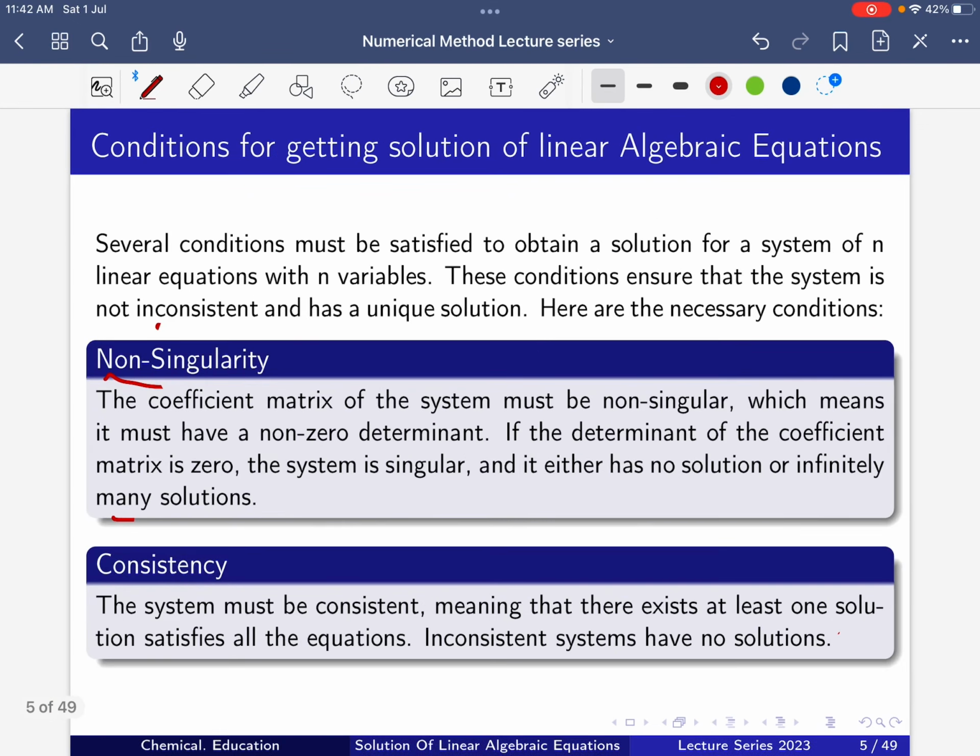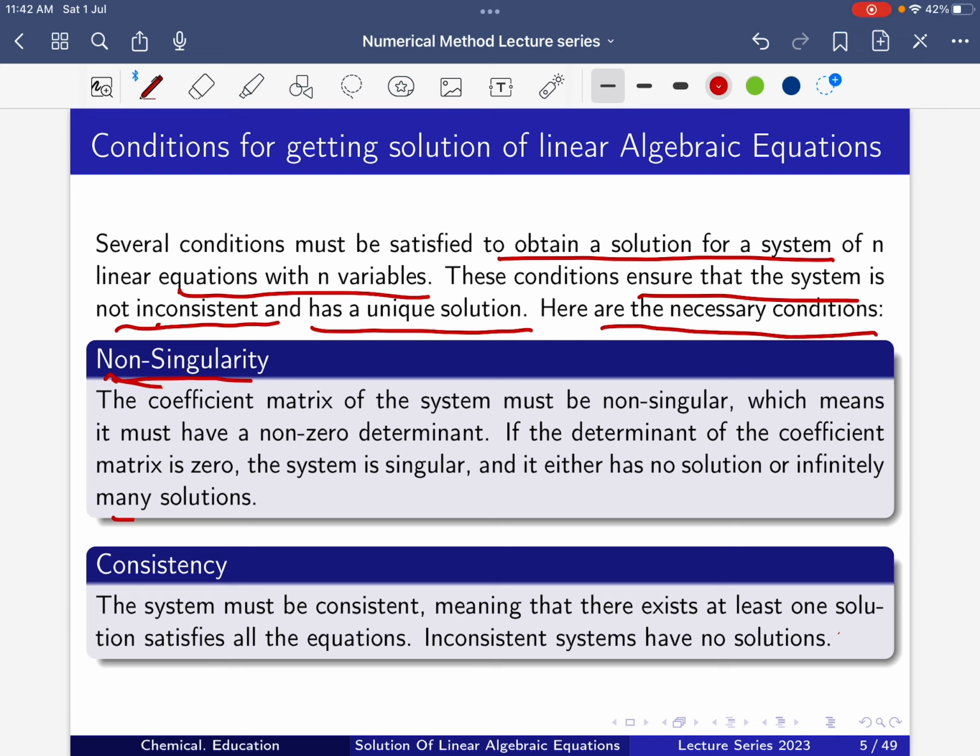Now what are the conditions for getting a solution of linear algebraic equations? If those conditions are satisfied, then we can get the solution. Several conditions must be satisfied to obtain a solution for a system of n linear equations with n variables. These conditions ensure that the system is not inconsistent and has a unique solution. If the conditions are not satisfied, the system will be inconsistent and it doesn't have a unique solution. Here are some necessary conditions.